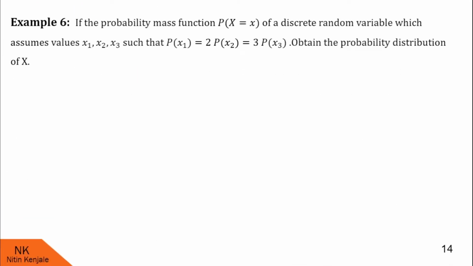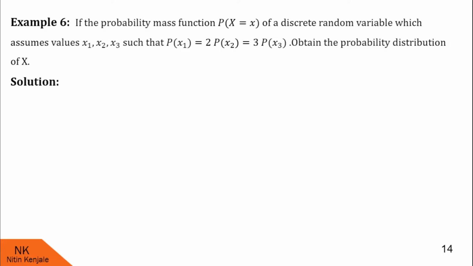This one is interesting. Given that the probability mass function P of x of a discrete random variable which assumes values x1, x2, x3 is such that P of x1 is 2 times P of x2 and is equal to 3 times P of x3. Then we are asked to find such a probability distribution function of x. So let us proceed for solution.